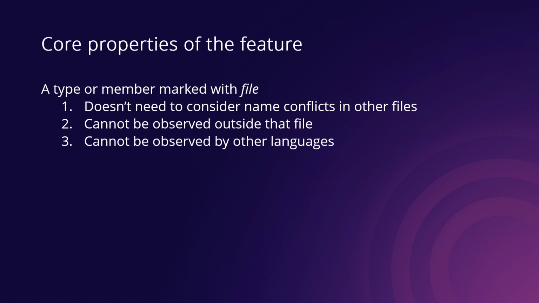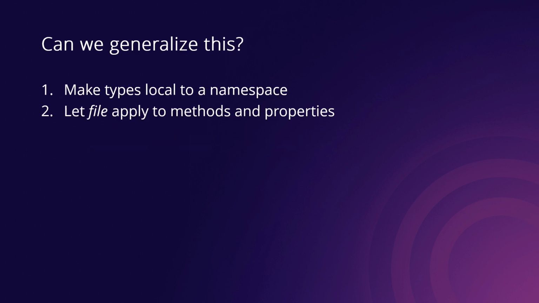And the core properties we had here is that if you have a type or a member marked with file, we want to make sure that, first off, you don't have to think about any other name conflicts in other files. What you're writing is what you get, and you can just simplify your world to this file. Also, this type cannot be observed outside of this file. I don't have to worry about people taking dependencies on it. I don't have to worry about any kind of weird conflicts. It is just right here. And lastly, what we're doing should not be observable by other languages. I mean, if we go through all the work of actually doing this in C#, but then F# can see all these types, it devalues the feature just a little bit.